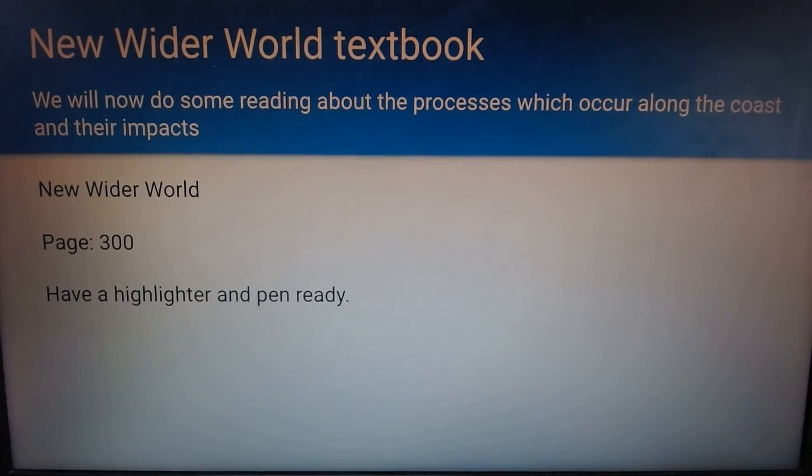Last thing is we're going to skip to page 300 of New Wider World, and just very quickly, just one page, have a highlighter and a pen ready, and we'll get that done.